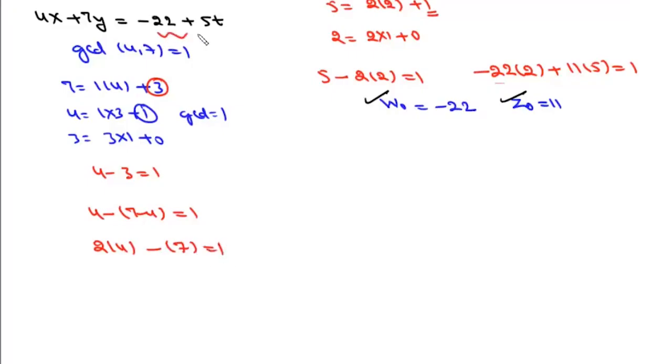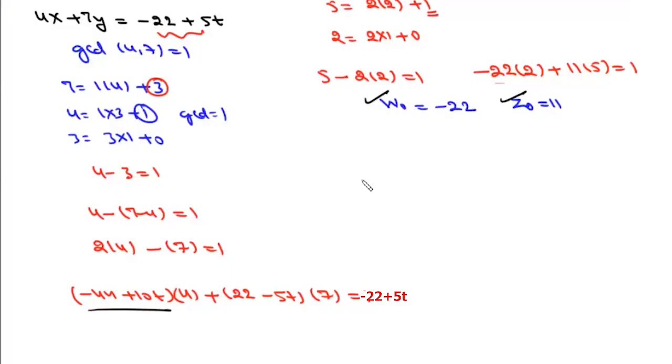Now here we need minus 22 plus 5t. So we'll multiply it with minus 22 plus 5t. So it will be (minus 44 plus 10t) into 4 and then plus (22 minus 5t) into 7, and it is equal to minus 22 plus 5t. Now here we'll get x0 as minus 44 plus 10t, and we'll get y0 as 22 minus 5t.